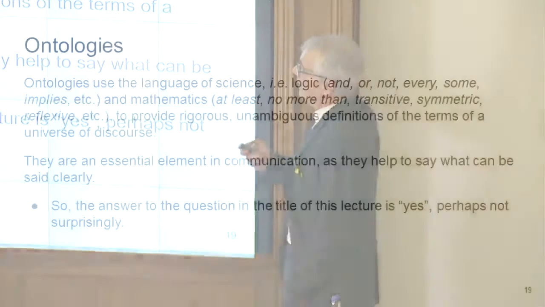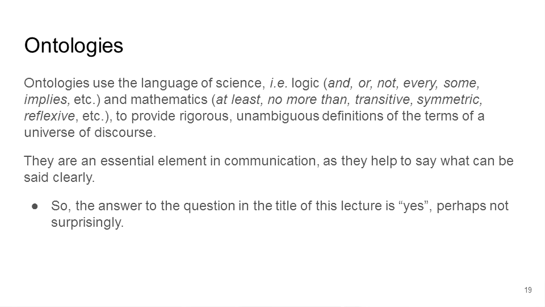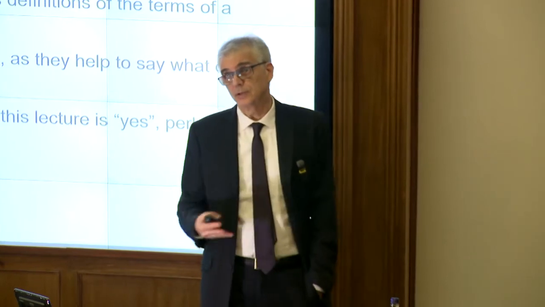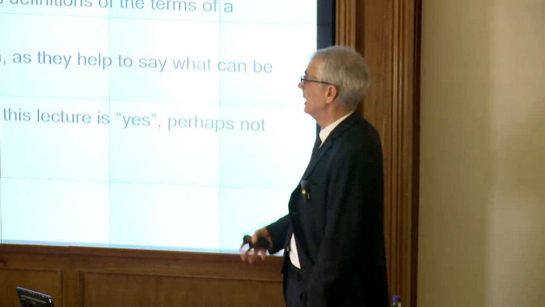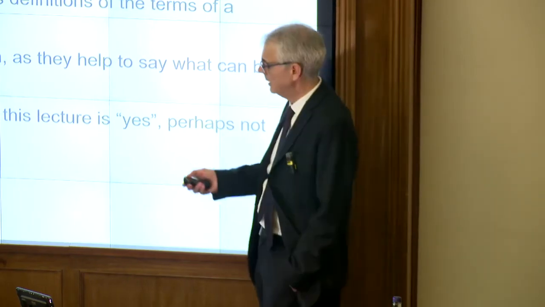So, quickly, ontologies use the language of science, which is logic, and, or, not, every, some, implies, and mathematics, at least, no more than, transitive, symmetric, to provide rigorous, unambiguous definitions of the terms of the universe of discourse. They are an essential element in communication, as we know since we are 2 years old, because they help to say what can be said clearly. So, in case you're wondering what's the answer to the question in the title of the lecture, the answer is yes, of course, it can be said clearly with ontologies.